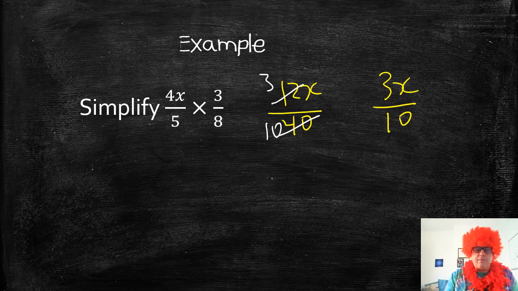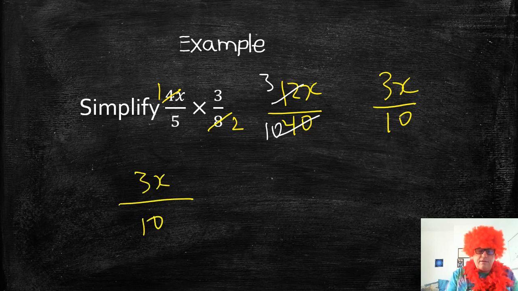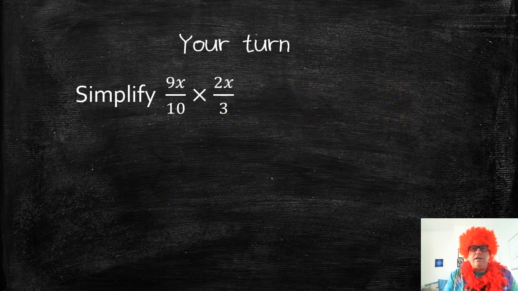Better to get into some good habits now. Look at the original problem. Can I cancel anything before I start multiplying? Well, notice I have a 4 in the numerator and an 8 in the denominator. I can divide both of them by 4. 4 divided by 4 is 1. 8 divided by 4 is 2. Nothing left. So now if I multiply my numerator, 1x times 3 is 3x. And on my denominator, 5 times 2 is 10. Okay, it's going to be much easier to cancel first. Cancel first. Okay, pause the video and you try this one.